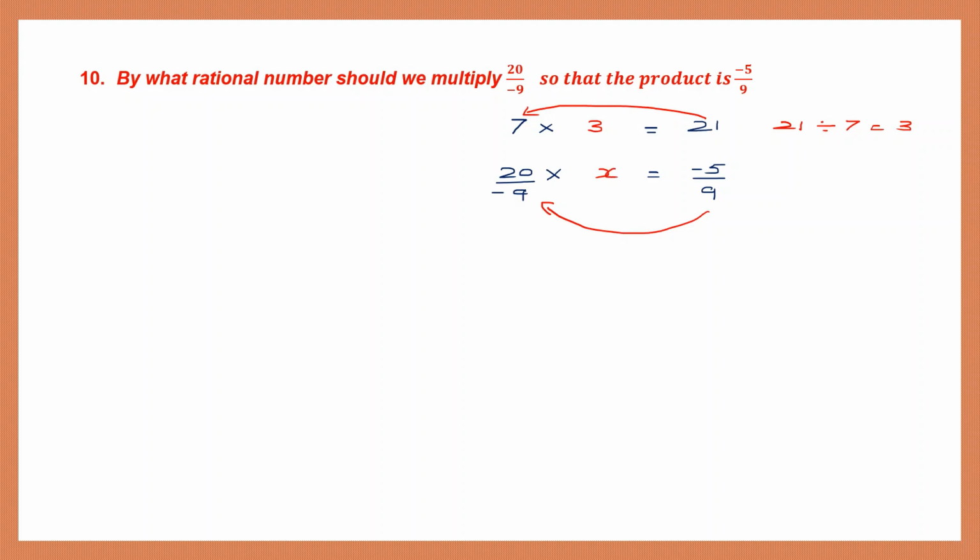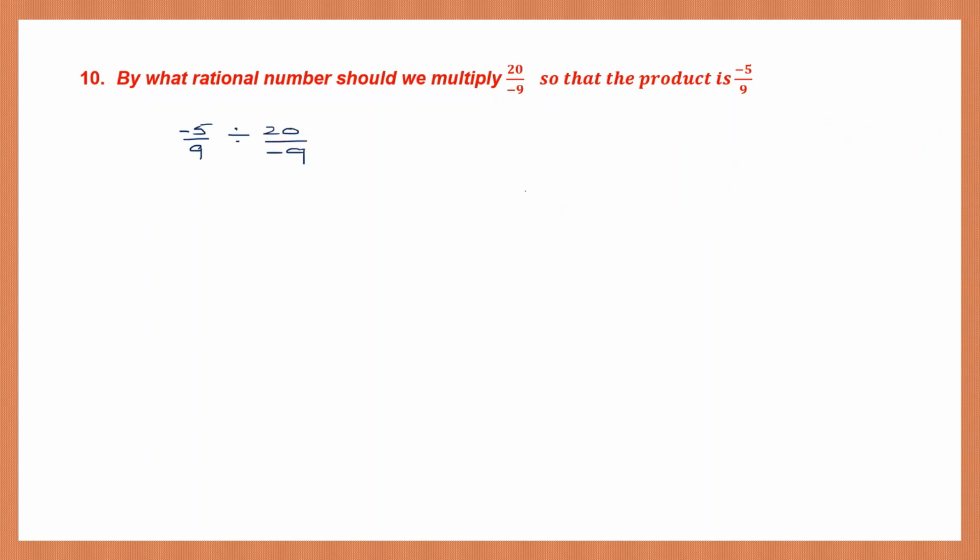So that means I need to put minus 5 by 9 first. So let's write the question. So that will be minus 5 by 9 divided by 20 by minus 9. So now let's work out this division. So this becomes minus 5 by 9. Division changes to multiplication. Reciprocal will become minus 9 by 20.